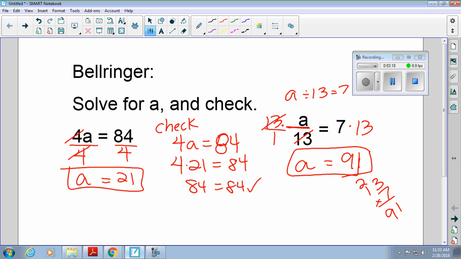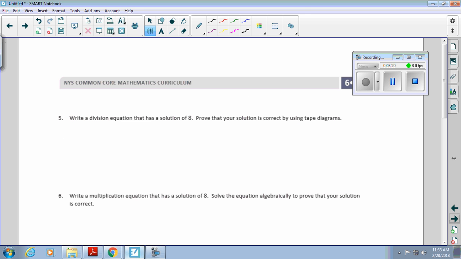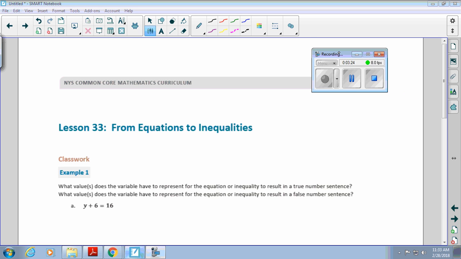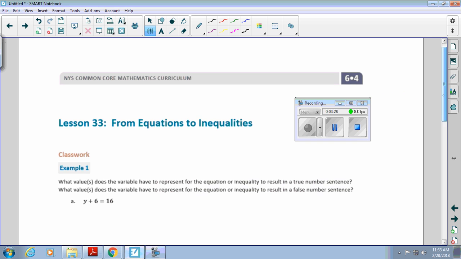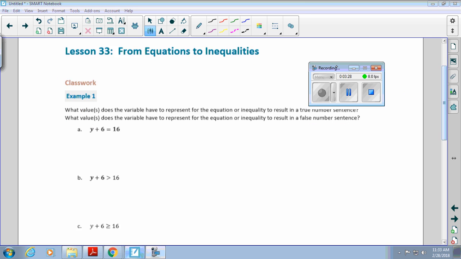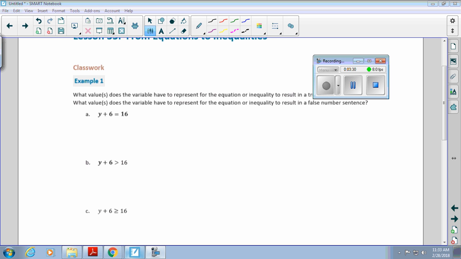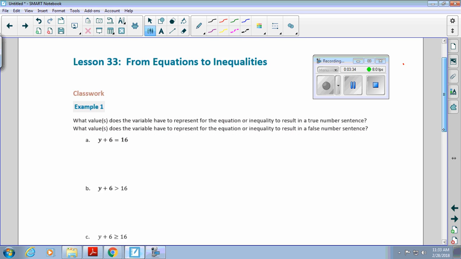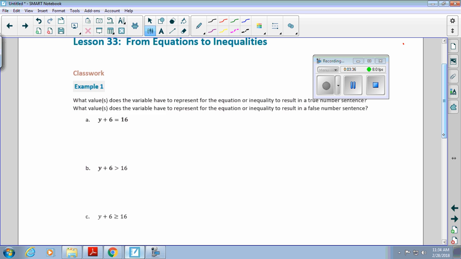We are going to flip a few pages from where we were yesterday and go to lesson 33, which is a lesson on solving inequalities. So the same steps apply for solving inequalities that we use for solving equations. So we're going to do a few examples on this page, and then we're going to go to the next page where we have a solution set. But we'll talk about that in a minute.